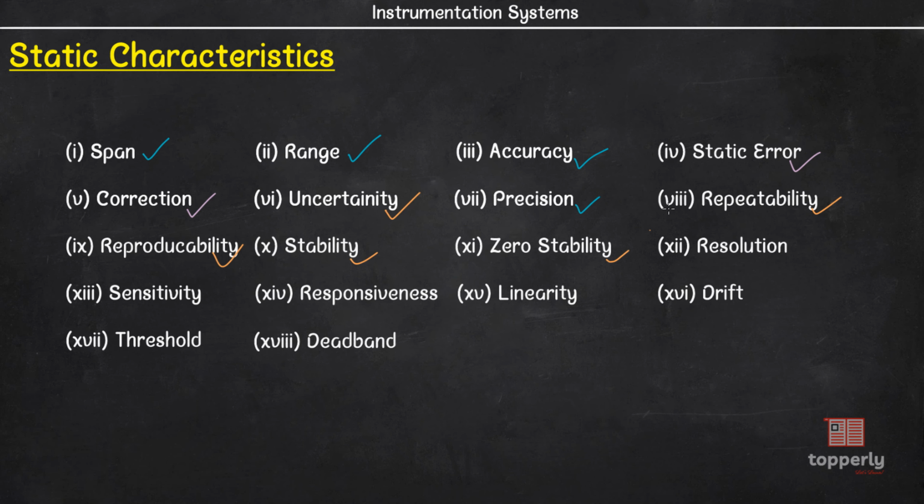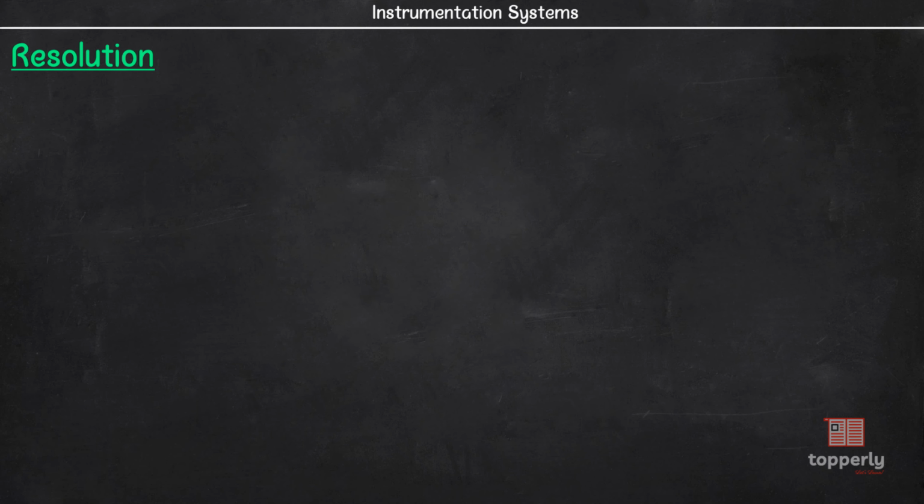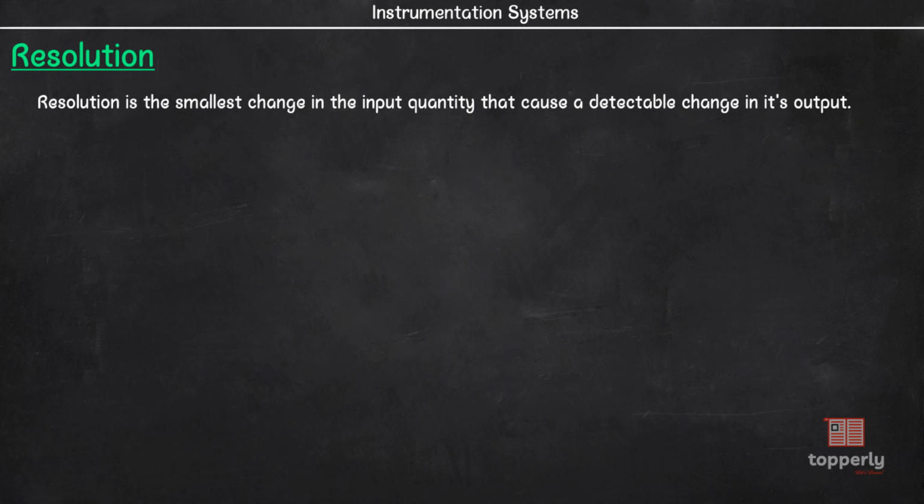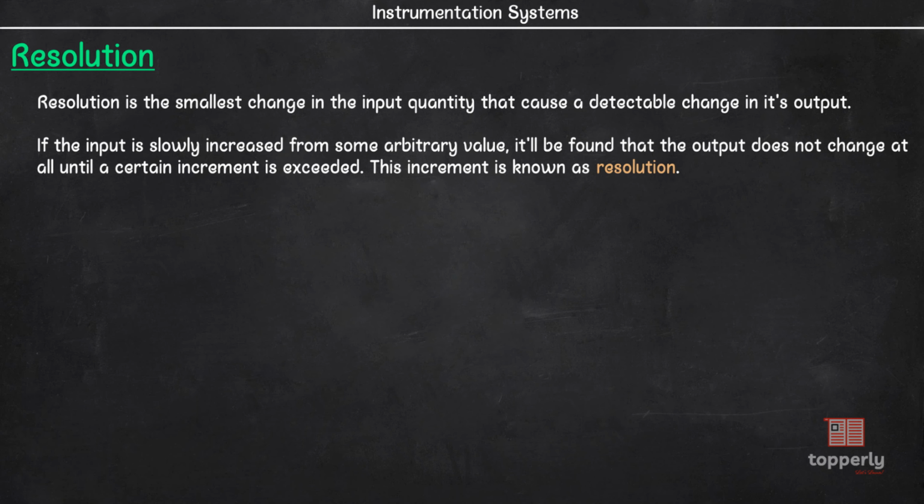The next term we need to learn is resolution. Resolution is the smallest increment of the input quantity that gives some small but definite numerical change in the output. That is, if the input is slowly increased from some arbitrary value, it will be found that the output does not change at all until a certain increment is exceeded.